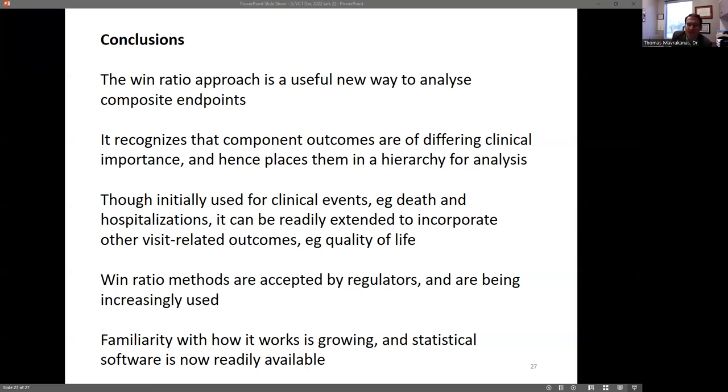But if you are seeing things in opposite directions, for example, there was a trial with Entresto that showed a better slope decline in kidney function, but worse albuminuria. So these were contradictory. The surrogate outcome was suggesting harm, but the clinical outcome was suggesting benefit. How do you resolve this in your win analysis?